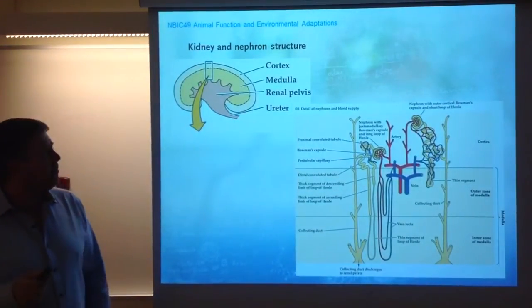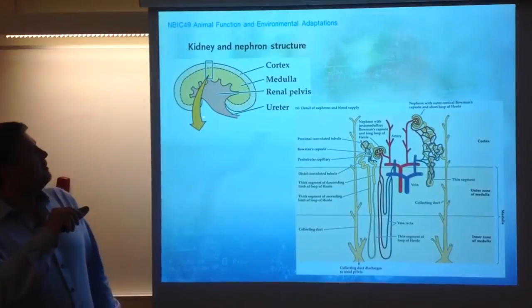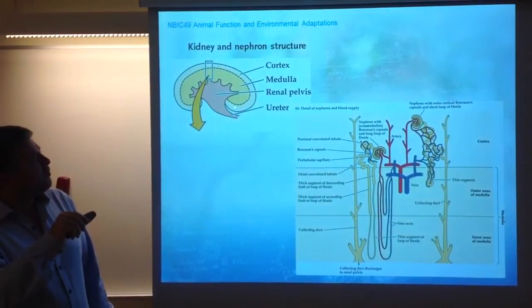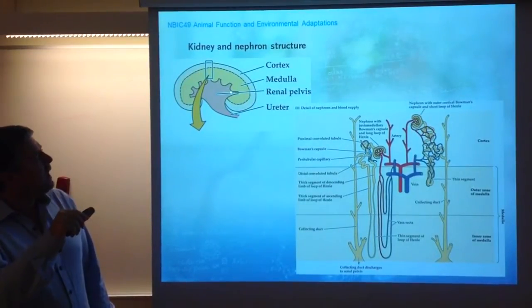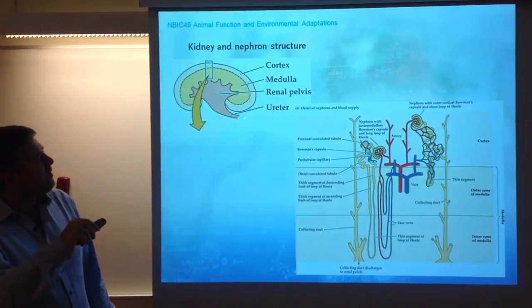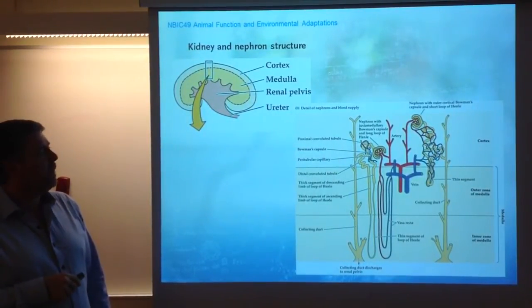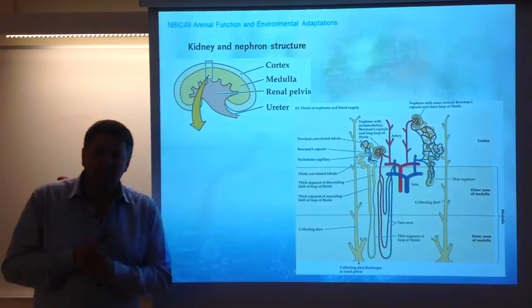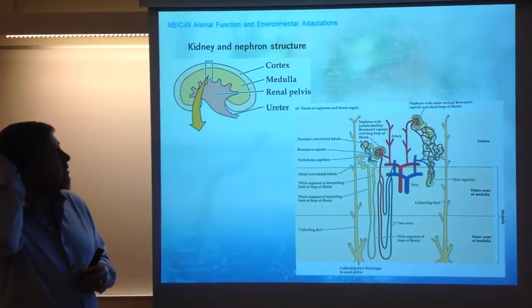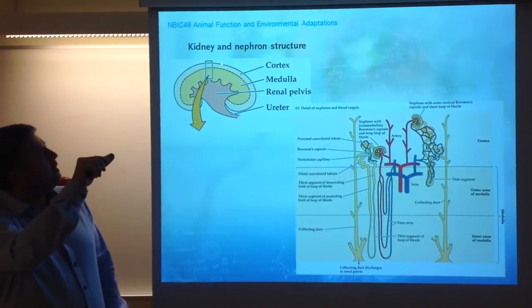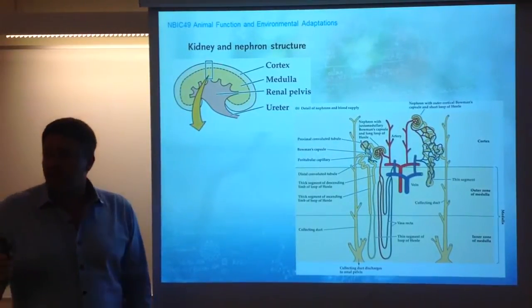As a reminder, this is a kidney. In the kidney you have first the outer part, which is the cortex, the inner part is the medulla, and then this connects to the renal pelvis and the ureter, where basically the urine is conducted. And this distinction is very important, as you will see in a second, because these regions, the cortex and the medulla, have different roles.